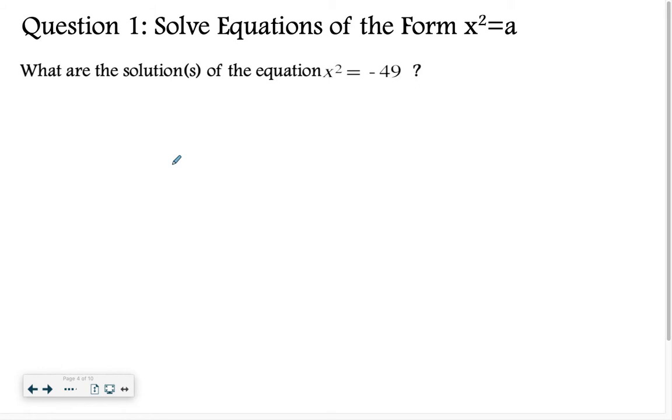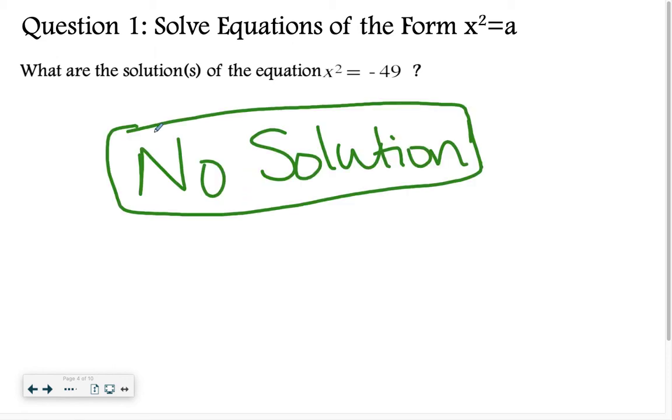All right, I want you to try one more. What are the solutions of the equation x squared equals negative 49? Good luck. All right, for this problem, hopefully you realized I had an x squared equals a negative number, and it doesn't matter what that negative number is. It matters that it's negative, and that means it's a no solution.